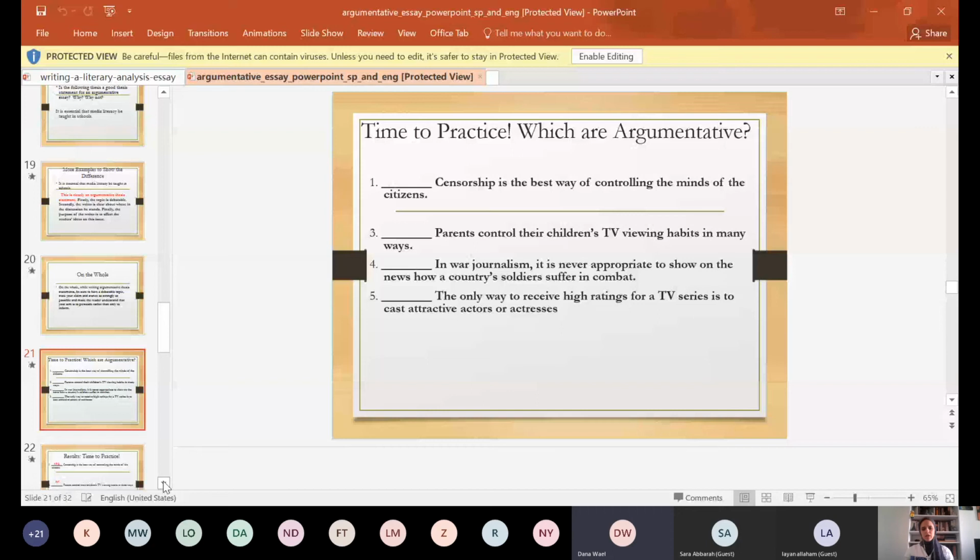Number 3, Ragad, are you here? Yes, miss. Number 3, which is written 4. Read it and tell me, can it be a thesis statement for an argumentative essay or not? In war journalism, it is never appropriate to show on the news how countries' soldiers suffer in combat. Yes. So number 5, Durra. The only way to receive high ratings for a TV series is to cast attractive actors or actresses. I mean, it works.